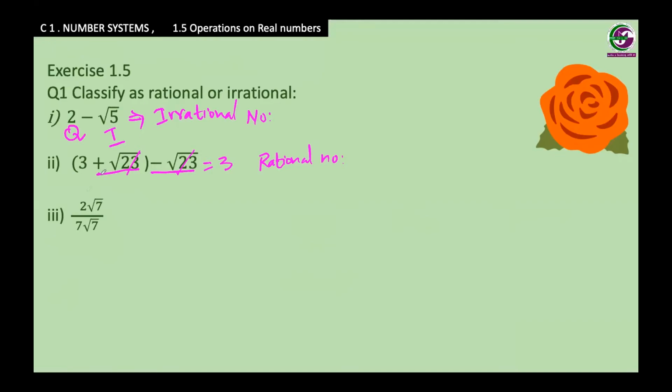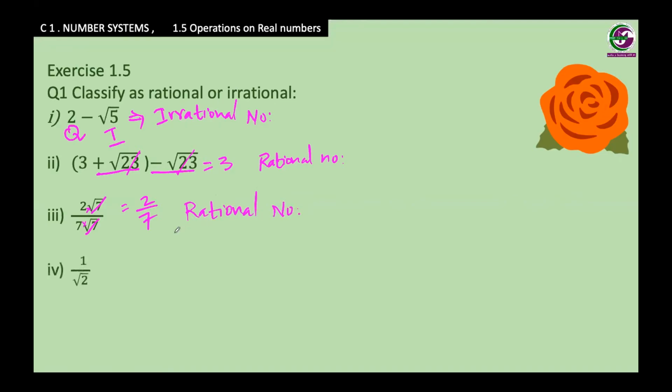Okay, let's see the next one. 2 root 7 by 7 root 7. When you have the same numbers in the numerator and denominator under multiplication, they can be cancelled and you will get a fraction. Any number in the form of p by q, where p and q are integers, is also a rational number.